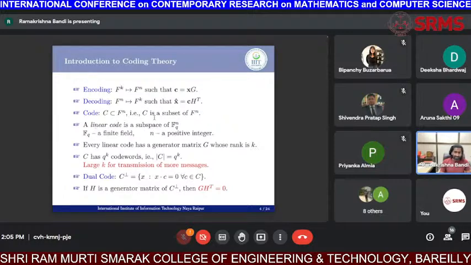Any general subset is called a code. Now, if that subset is a subspace, then we call it a linear code. So this is from linear algebra. A linear code is a subspace of F_q to the power n. We all know that every subspace is also a vector space, so it will have a basis. That means rather than using the complete code C, we can just take a finite set of elements which are linearly independent and span the complete space to represent the complete vector space.